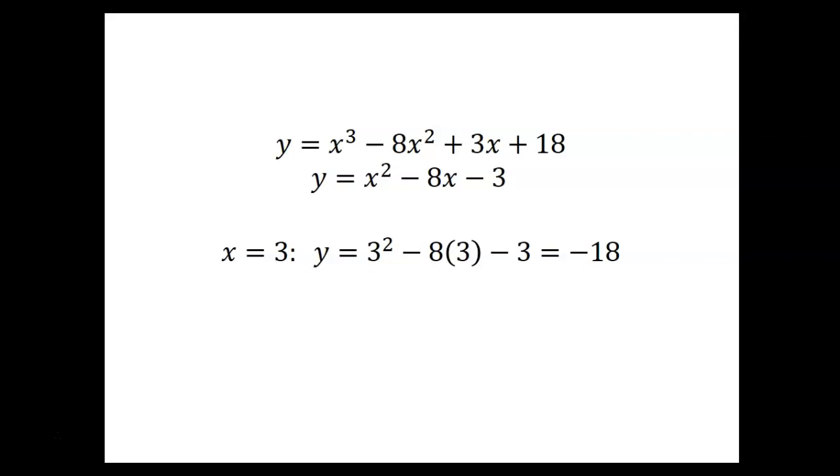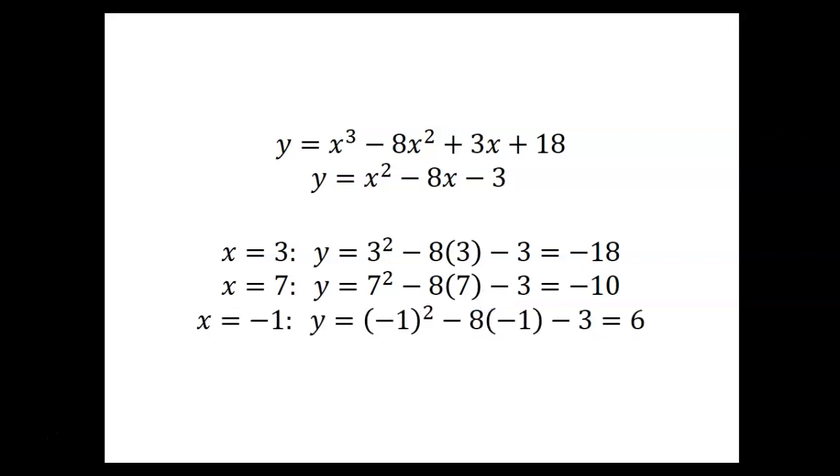So if x is 3, y should equal 3 squared minus 8 times 3 minus 3, and that works out to be negative 18. If x is 7, y must equal 7 squared minus 8 times 7 minus 3, which is negative 10. And if x is negative 1, that would give us y equal to negative 1 squared minus 8 times negative 1 minus 3, which works out to be 6. Now we could have plugged those x's into the top equation instead. We would have gotten the same things, but it would have been a little more complicated getting there.